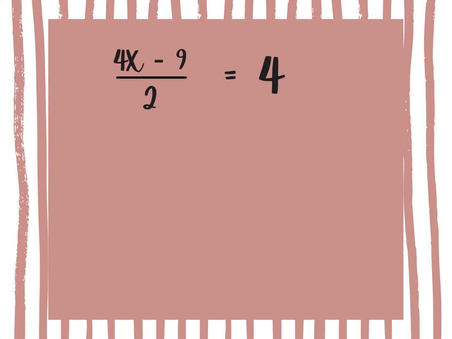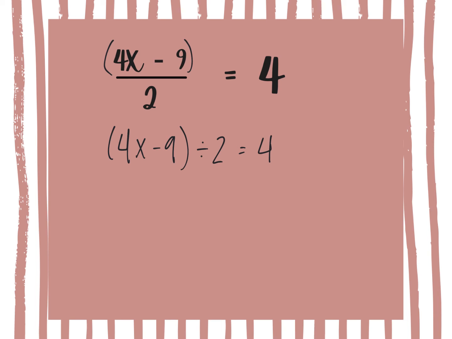Now here I have a problem that looks a little different. And I want to show you this one both because it involves some rational number thinking, but also because this is a common type of problem that you'll see in math classes. So I have here a whole bunch of stuff divided by 2 equal to 4. Another way to write this would be (4x minus 9) divided by 2 equal to 4.